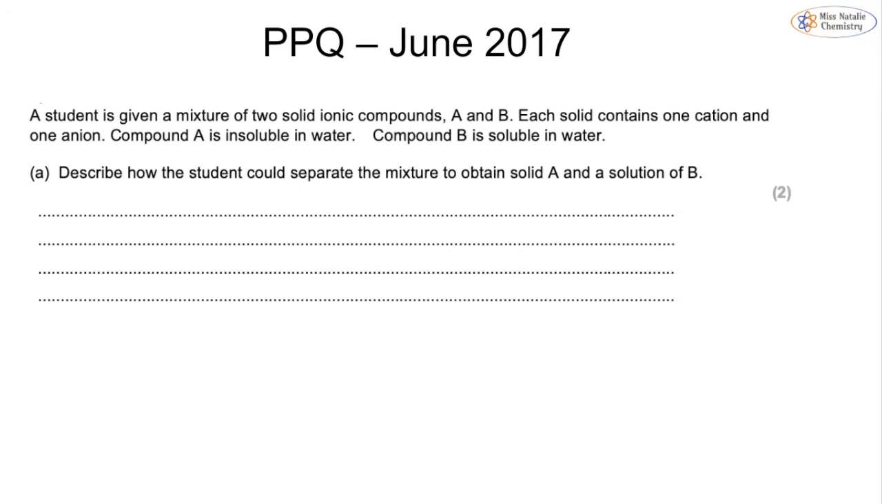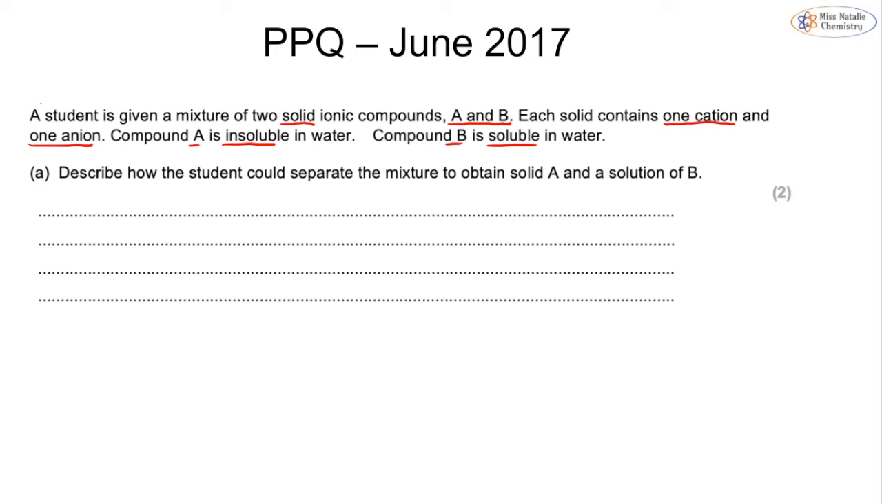So let's have a look at a past paper question. We're going to start off with looking at the June 2017 paper. So a student is given a mixture of 2 solid ionic compounds, A and B. Each of them contains 1 cation and 1 anion. Compound A is insoluble and compound B is soluble. For 2 marks, describe how the student could separate the mixture in order to obtain solid A and a solution of B. Some people may overthink this question, but it is actually just as simple as you think.